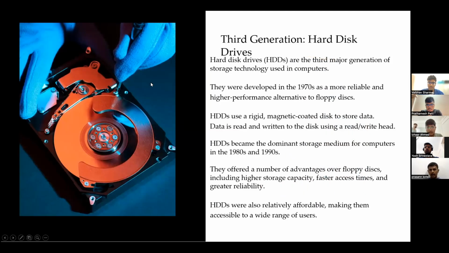Third generation, hard disks. Hard disk drives are the third major generation of storage technology used in computers. They were developed in the 1970s as a more reliable and higher performance alternative to floppy disks. Hard disks are rigid and became the dominant storage medium for computers in the 1980s to 1990s.